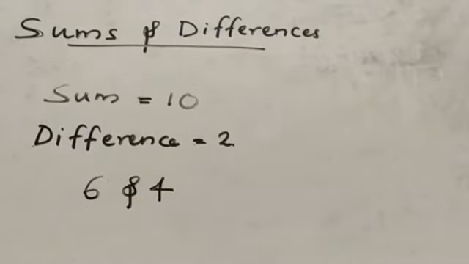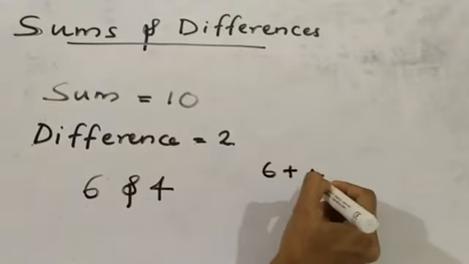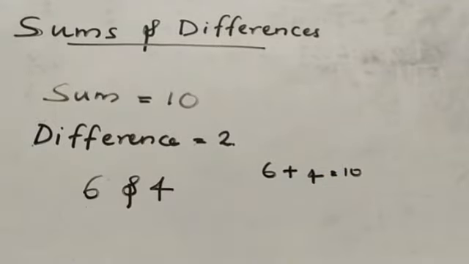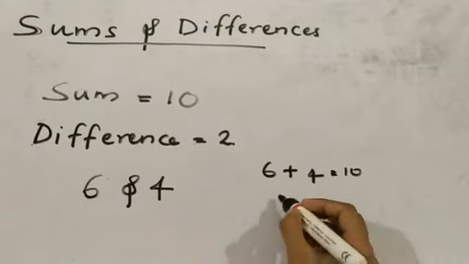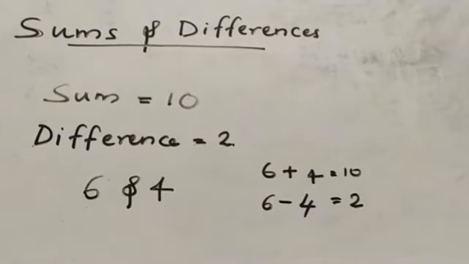Let us check whether this is correct. Sum is 10, that means 6 plus 4 is 10. That is correct. And the difference is 2, that means 6 minus 4 is 2. That is also correct. So the numbers are 6 and 4. Atulya is right. Now you may be thinking, how do we find two numbers using their sum and difference? Now let us find that trick.